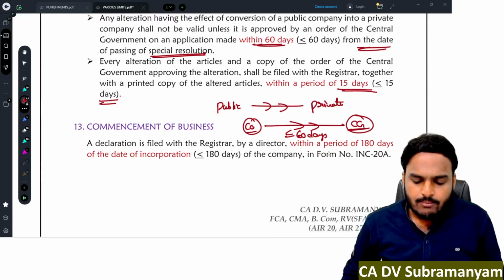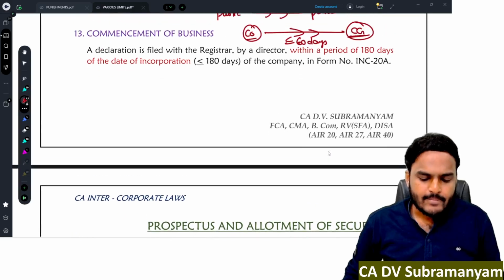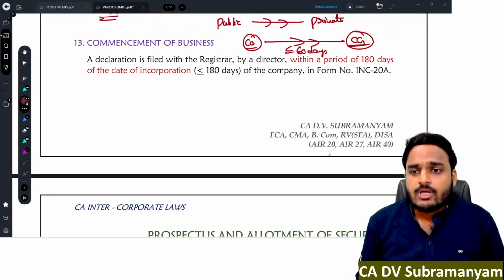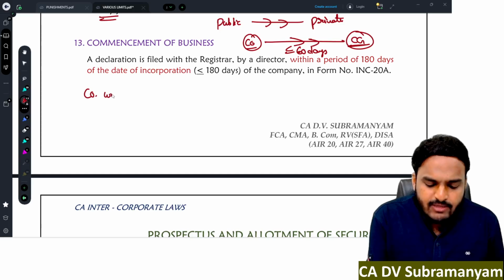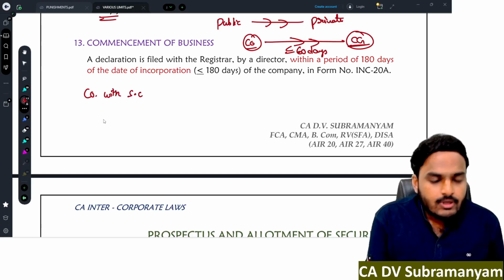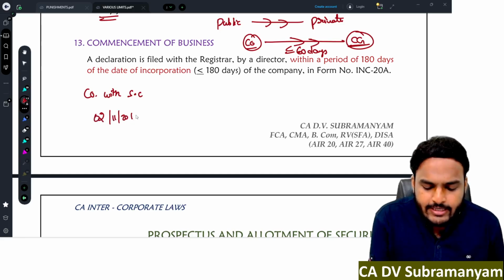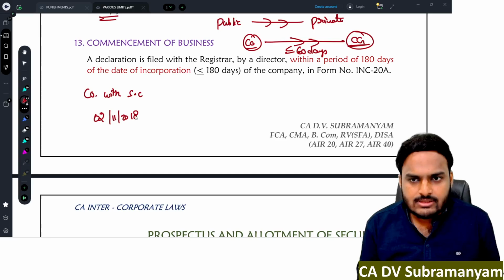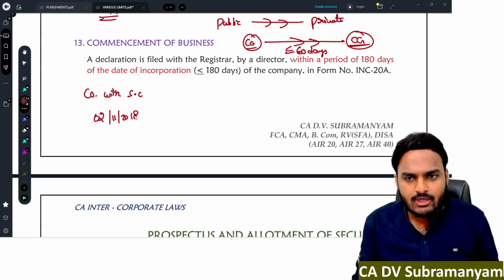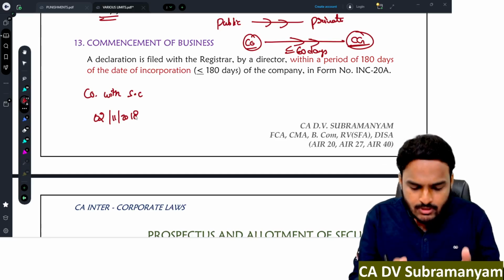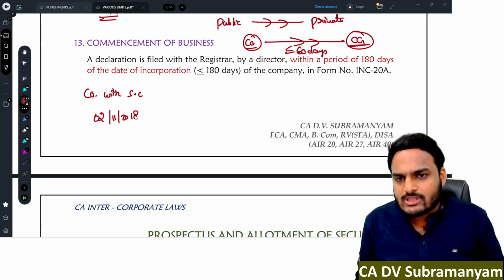Next one, commencement of business. Company with share capital incorporated on or after 2nd November 2018. Not all companies, companies with share capital incorporated. The date is 2nd November 2018.